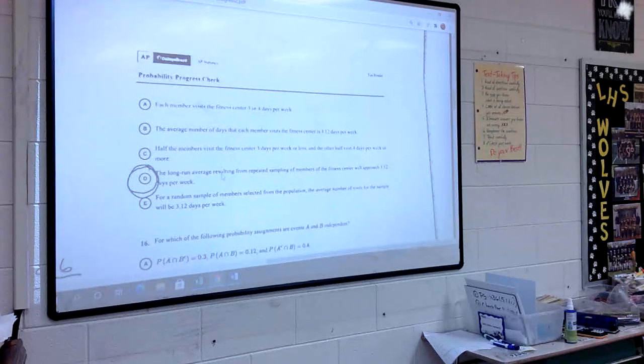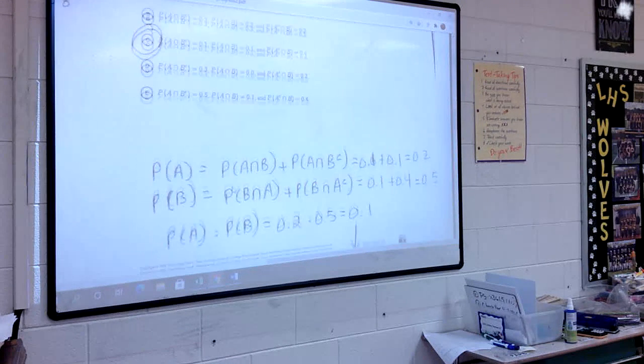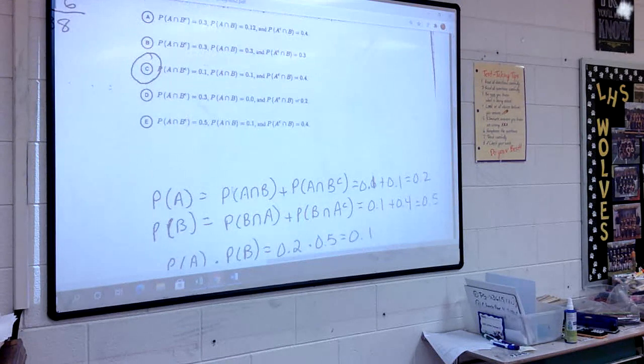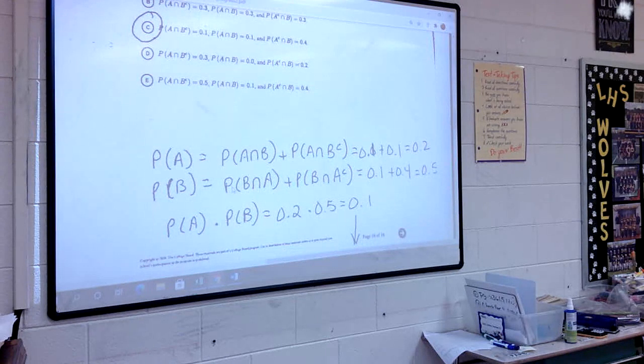And you know why the mean is 3.12? The definition of the mean of a probability is always over the long run. So over a long period of time, this should happen. Okay, 16, very tricky. 16 is the hardest one on here. All right, so I'm going to explain to you how I got that answer. Hold on. That's why I said it's the hardest one on here. I'm going to explain to you how I got the answer.